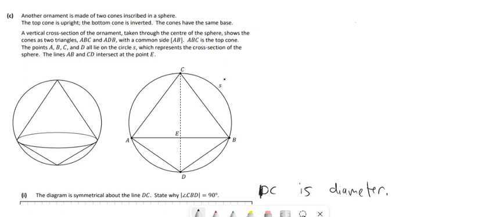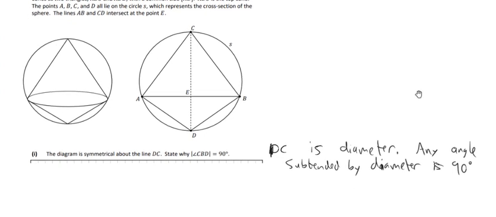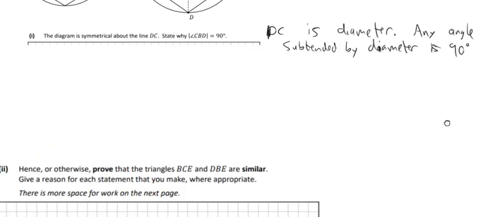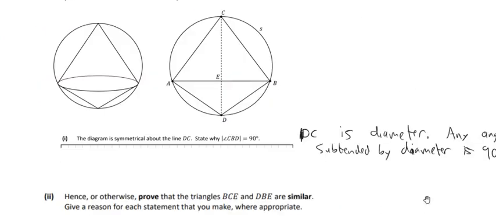And it's a circle theorem that any angle subtended by a diameter is 90 degrees. So it has to be 90 degrees. That's a circle theorem, so it's in your book, so you can look it up, and it's just stating that. Hence, we have to prove that the triangles BCE and DBE are similar.